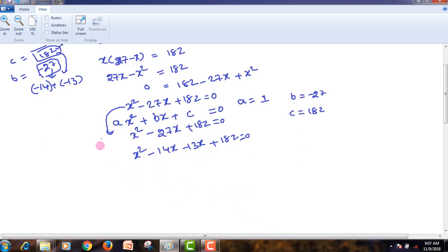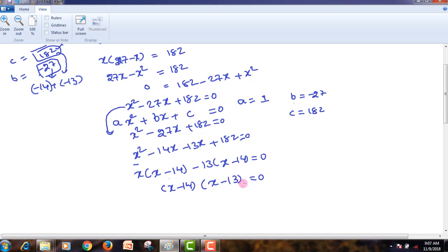Now, if you observe this equation, the first two terms are one group, and the second two terms are one group. In the first group, we can take x as common. On taking x as common from the first group, we are left with x minus 14. On taking minus 13 as common from the second group, we get x minus 14 is equal to 0. Again, we can say that x minus 14 is common in these two terms. On taking x minus 14 as common, we are left with (x minus 14)(x minus 13) is equal to 0.